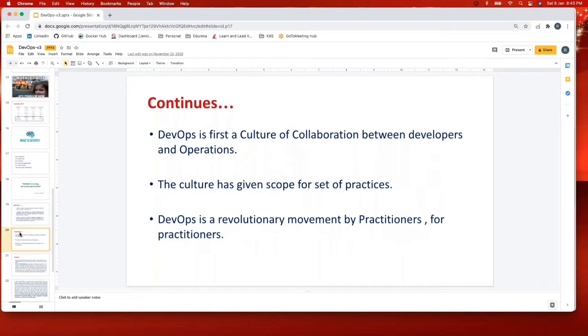DevOps is first a cultural collaboration between development and operations team. I discussed this already, team. The culture has given scope for set of practices. So when we started this culture, when we understand this culture, it has given the scope for set of practices. New practices have come because earlier we used to deploy the application on one fine day, but now we are thinking to send the application immediately.